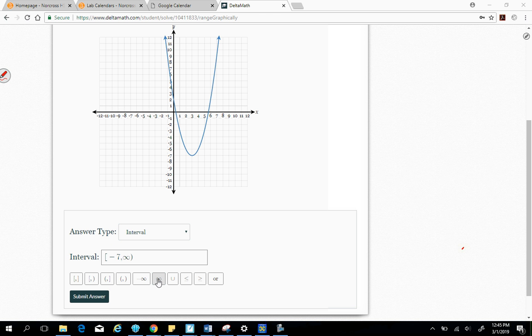Wait, why did you not put a bracket at the end? That's a great question. So that's what we want to hear. We want to hear, well, why wouldn't you want to do that? We wouldn't put a bracket because infinity is not really a number, right? It just means it goes on forever. So I can't ever touch infinity because it's not really real. It's just like saying it goes on forever. So that's why I use a parentheses. Does that make sense? Okay, let's try one more.